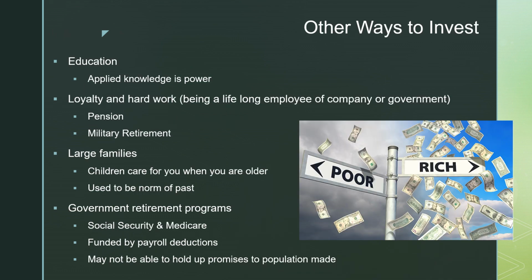So there's other ways to invest. These are the less common ones, but I really want to stress their importance. So education: statistically speaking, if you get an associate's, a bachelor's degree, a master's, a doctorate, a PhD, the higher your degree is, the more money you should make. It's just as much for a typical degree.